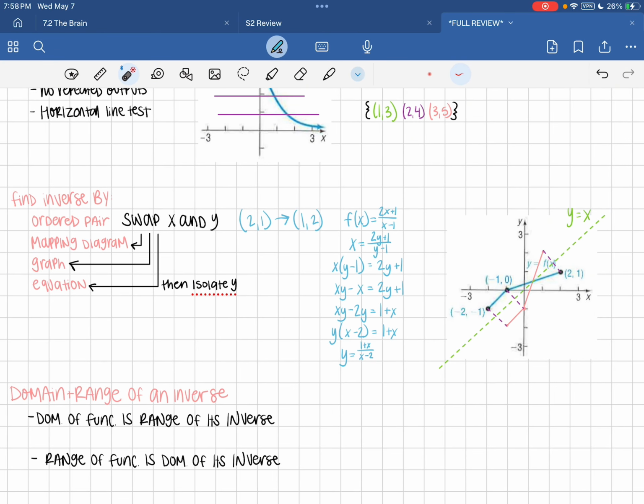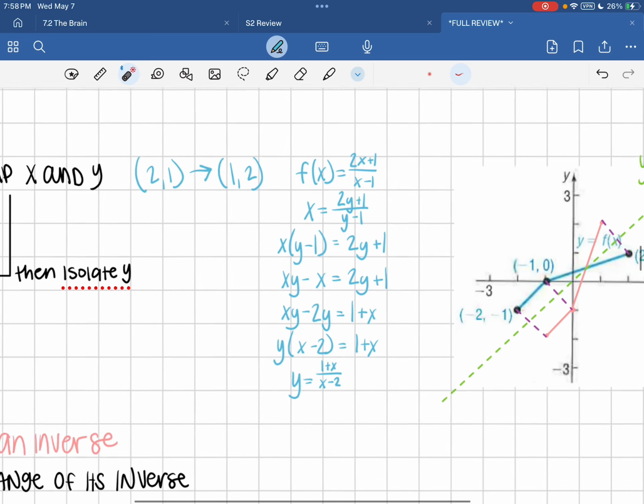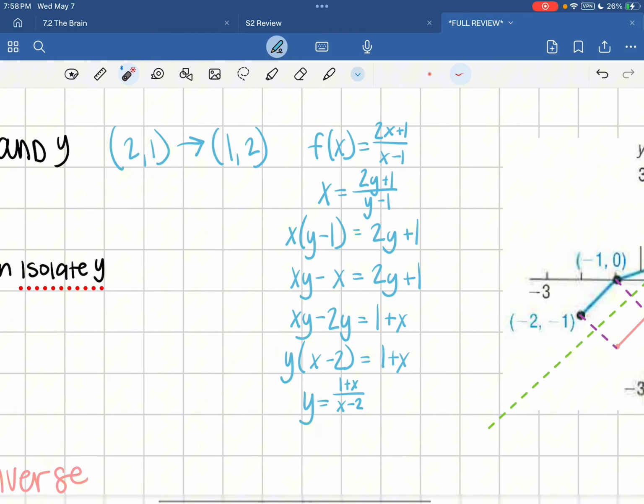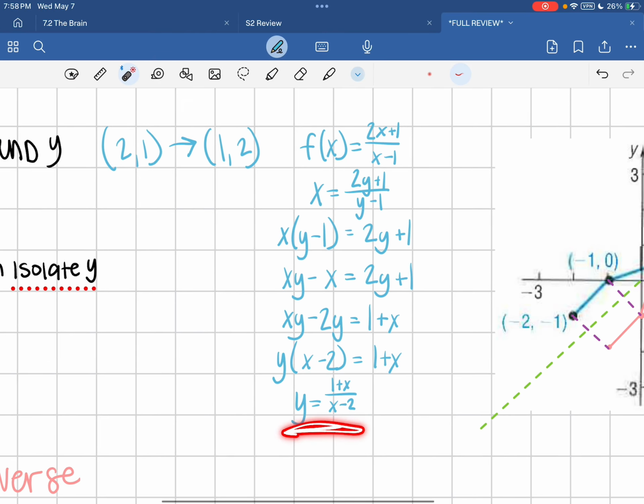So basically, anytime you have to find it, you just swap x and y. If you're given an equation, you swap x and y, but then you have to isolate to find y, like in this example. So remember, f of x is also the same thing as y. So then I just swap all the x and y values, and then I isolated down to get y.